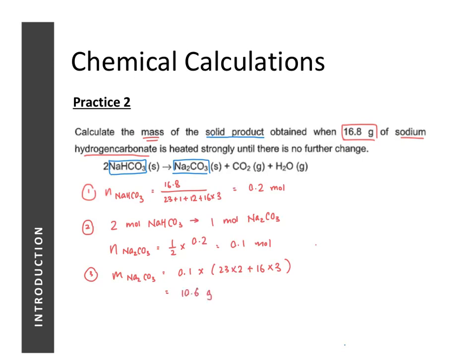So I hope by these 3 questions you'll be able to see how to use the 3C approach in solving chemical calculations. Always remember the 3 steps: convert to moles, compare mole ratio, and convert from moles. That will allow you to solve 90% of chemical calculation questions.